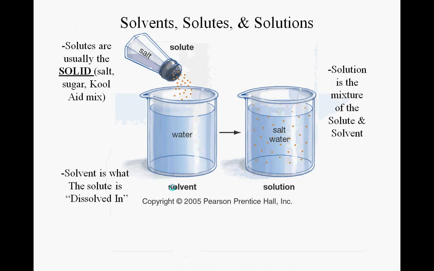The last thing that we're covering in Chapter 2 is the concept of solutes, solvents, and solutions. Remember, solutes are usually the solid, like the salt, the sugar, the Kool-Aid mix. The solvent is what it is dissolved in. It kind of sounds similar to me: solvent, dissolved in. So you have your solute, which is a salt, and your water, which is a solvent. If you mix that up together, you can get salt water, or a solution. So the solution is just a mixture of the both. All right, and that basically covers Chapter 2 right there.